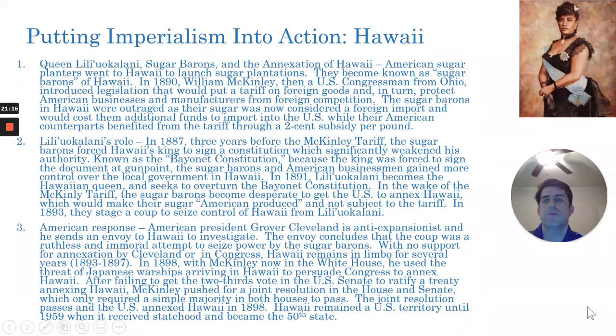So, we talked about the reasons and justifications for expansion, colonization, imperialism, and now I want to go into specific examples of territories that America acquired via imperialism, putting imperialism into action, and we'll start by taking a look at Hawaii.